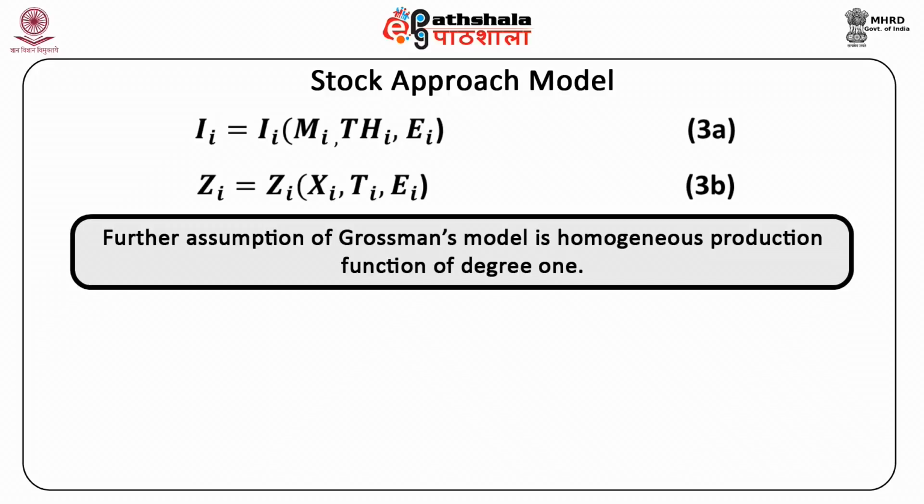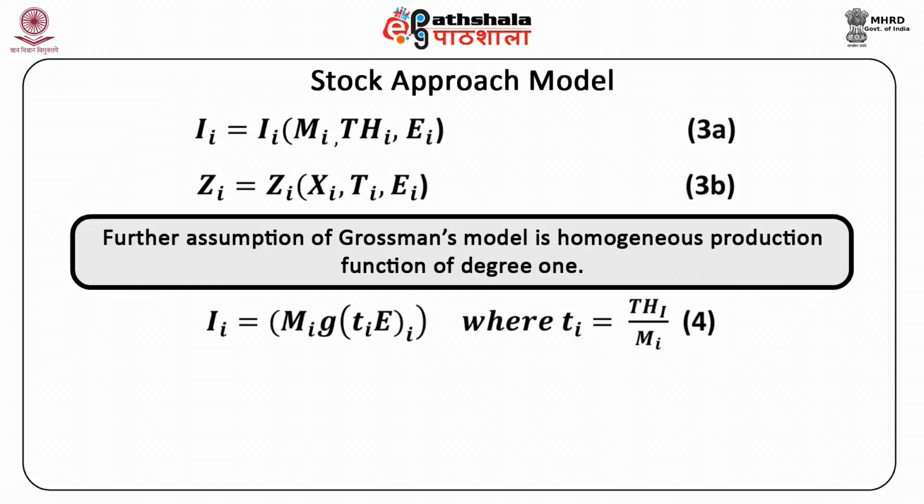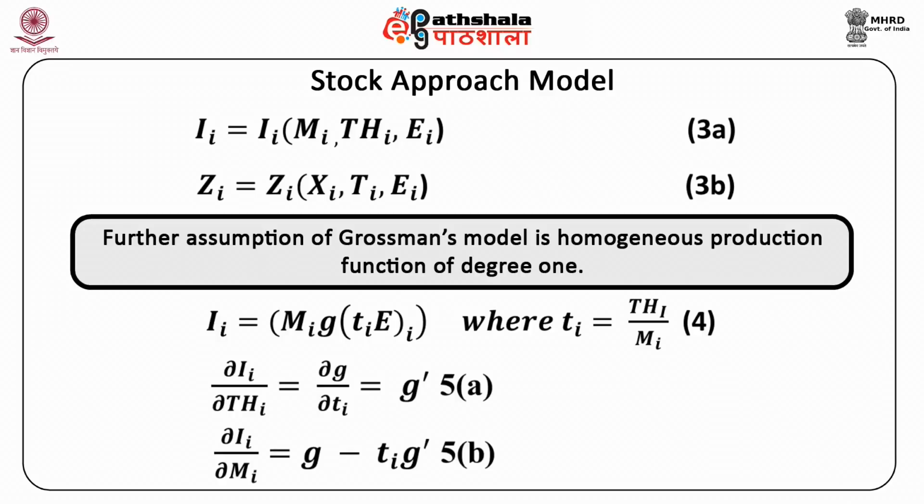Further, an assumption of Grossman's model is a homogeneous production function of degree 1. Ii = Mi g(Ti, Ei), where Ti = THi/Mi, Equation 4. Delta Ii/delta THi = delta g/delta Ti = g', Equation 5a. Delta Ii/delta Mi = g - Ti g', Equation 5b.